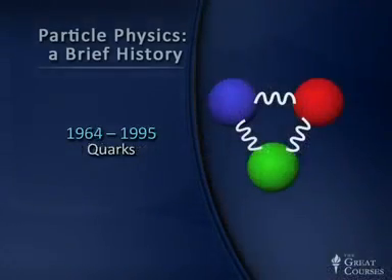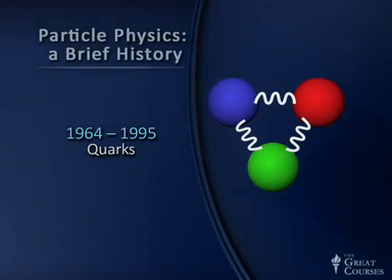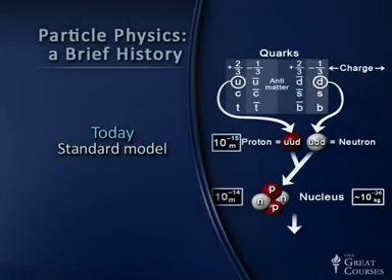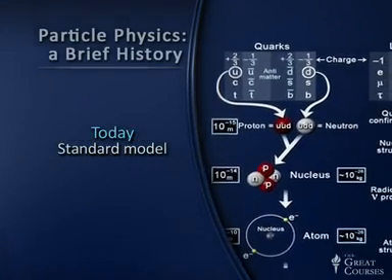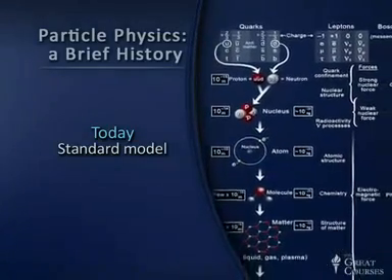Now, in 1964 to 1995, we began that simplification process with the idea of quarks, particles that made up what were originally thought to be elementary particles, like, for example, the proton and the neutron, no longer elementary but made of quarks. By now, we have solid confirmation that quarks exist, and we understand quite well how they interact. What we have, in fact, is the standard model of particles and fields. We think it's a pretty good, thorough description of the elementary particles as they exist and how they interact.